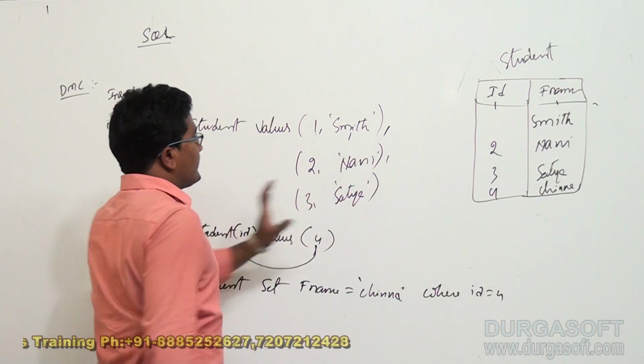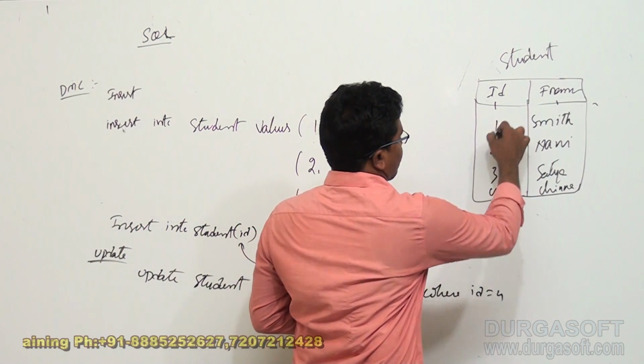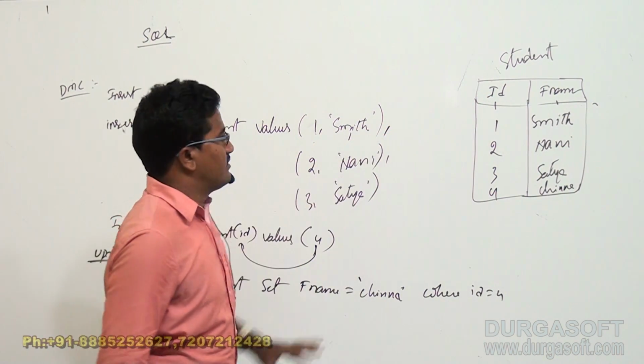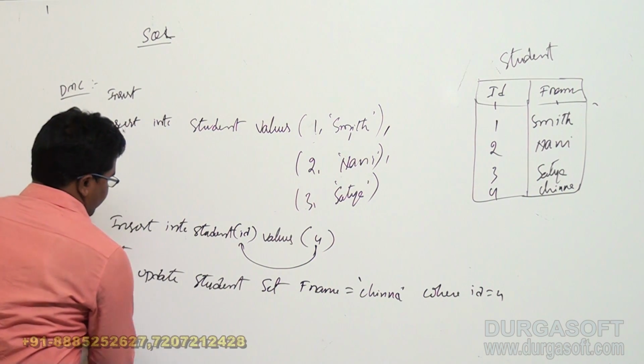Update is used to modify the data, but alter is used to modify the structure. To modify the structure. Okay. Now we will see delete. So what is delete?